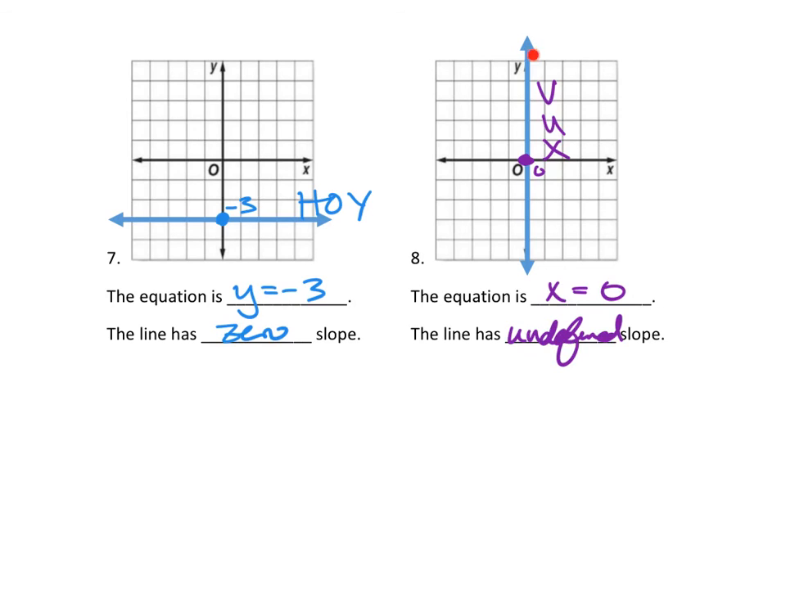The other one is a VUX line because it goes straight up and down. It crosses the x-axis at 0. So its equation is x equals 0. VUX also tells me that it has an undefined slope. And that is that, my friends.